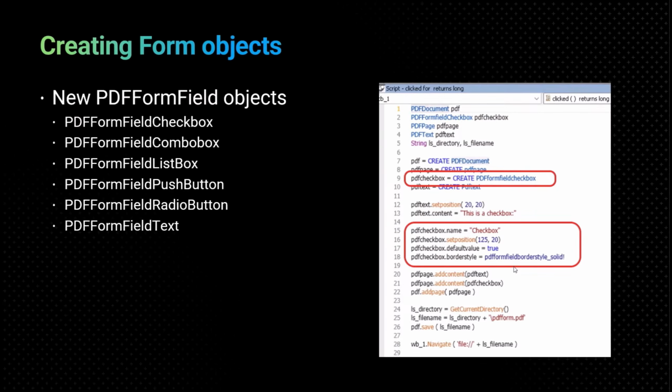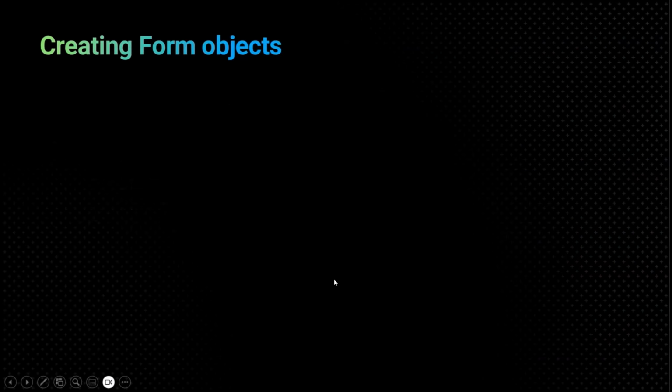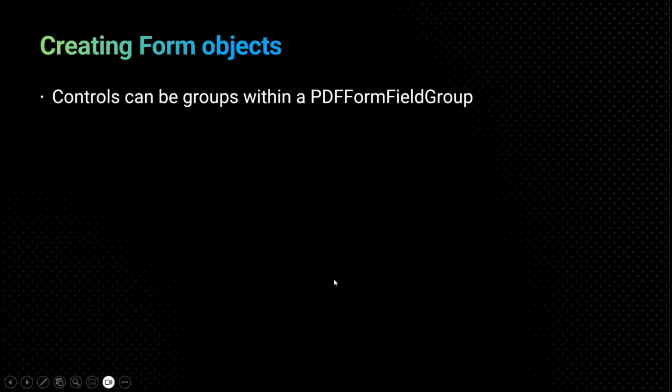So here's where I'm creating the checkbox. Here's where I'm setting the properties for it, and then including it right there. And one line I didn't highlight, including it into the form. So in addition to those 6 different form fields, there's the PDF form field group. So you can group your form fields into this PDF form field group.